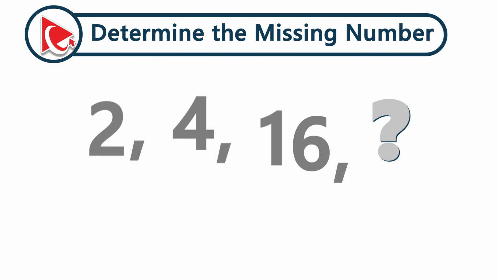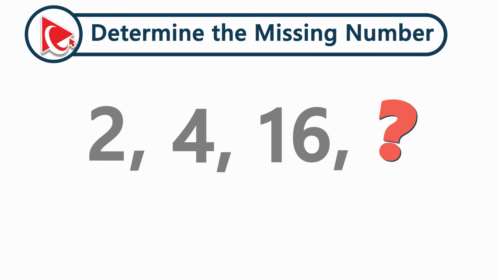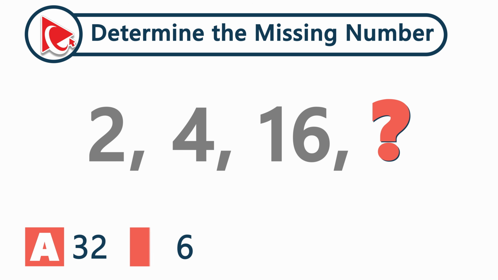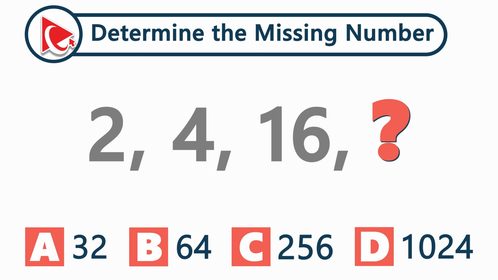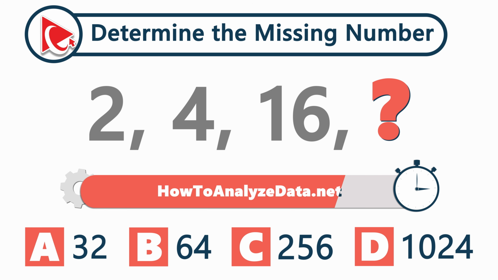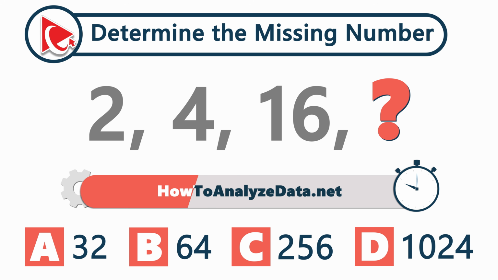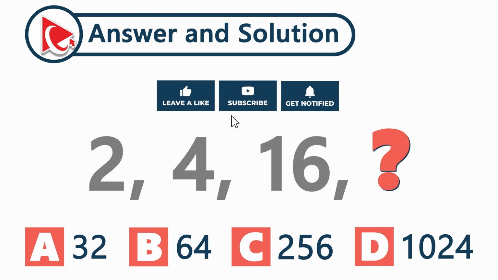Consider the following sequence: 2, 4, 16, and then comes the missing number, which you need to calculate out of 4 possible choices: A, 32; B, 64; C, 256; or D, 1024. Can you try to solve it on your own and choose the right answer? The pattern here is very simple, but only for those who view it from the right perspective. But I'm pretty sure you're one of them.